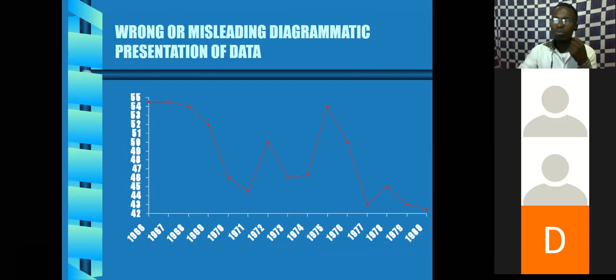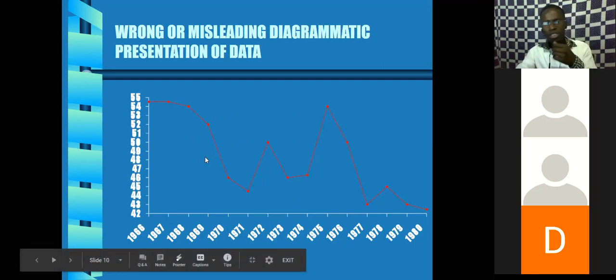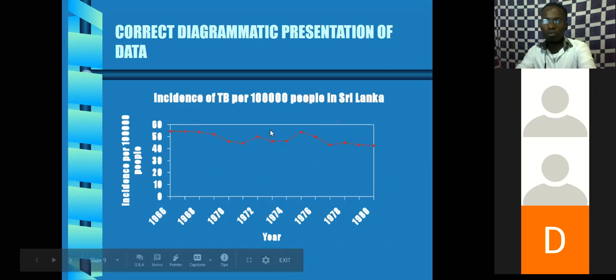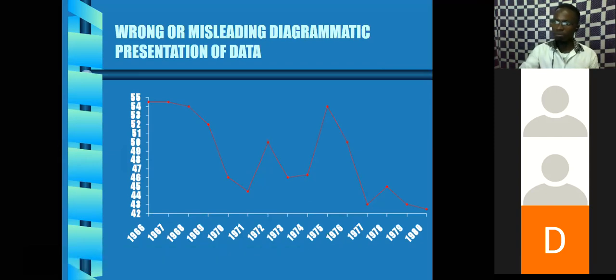Then always keep it simple. I already mentioned that. Construct a graph in an easy way that everyone can understand, even a layman. Even someone who is not a specialist or an expert in that field should be able to understand. Then it should be neat. You can tell this graph is neater than the previous graph. So always make sure that your graph is neat. It conveys the message much more easily.